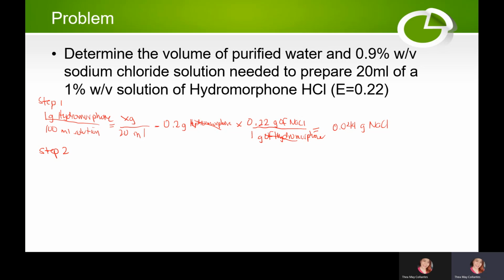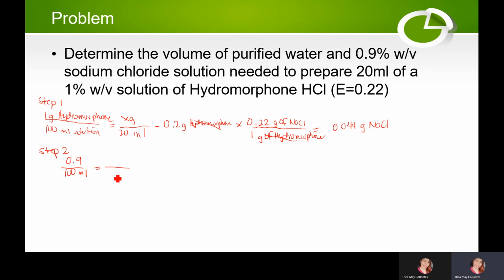For step 2, guys, we are going to get the amount of purified water that we will be needing for our problem. Our standard again would be 0.9 over 100 ml. And since you're given now the 0.04 gram NaCl, that is being exerted by the 1% hydromorphone in our 20 ml.